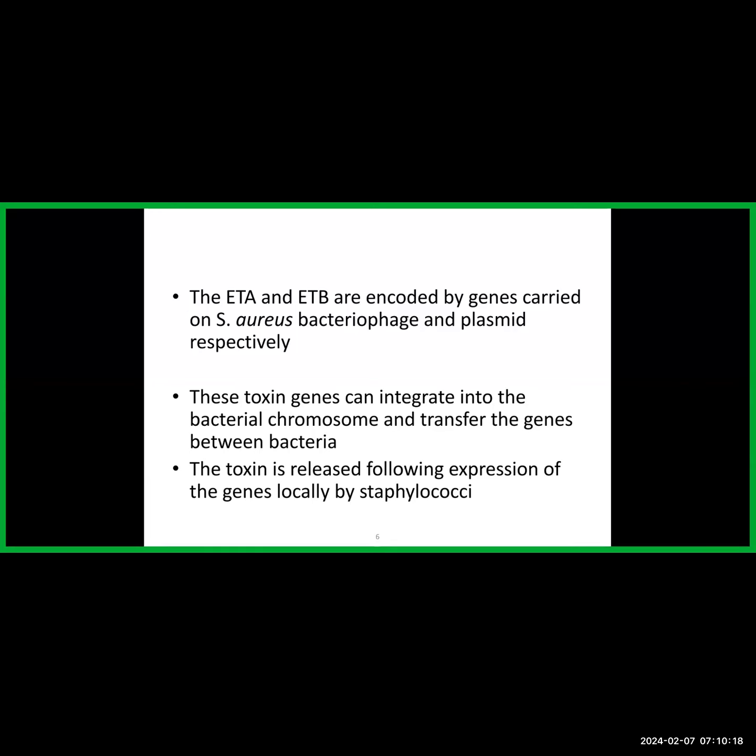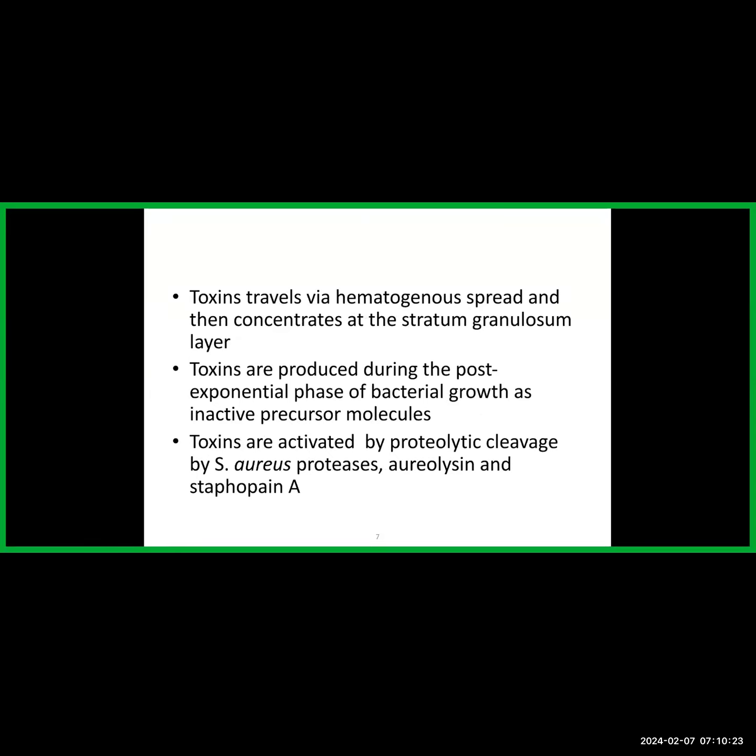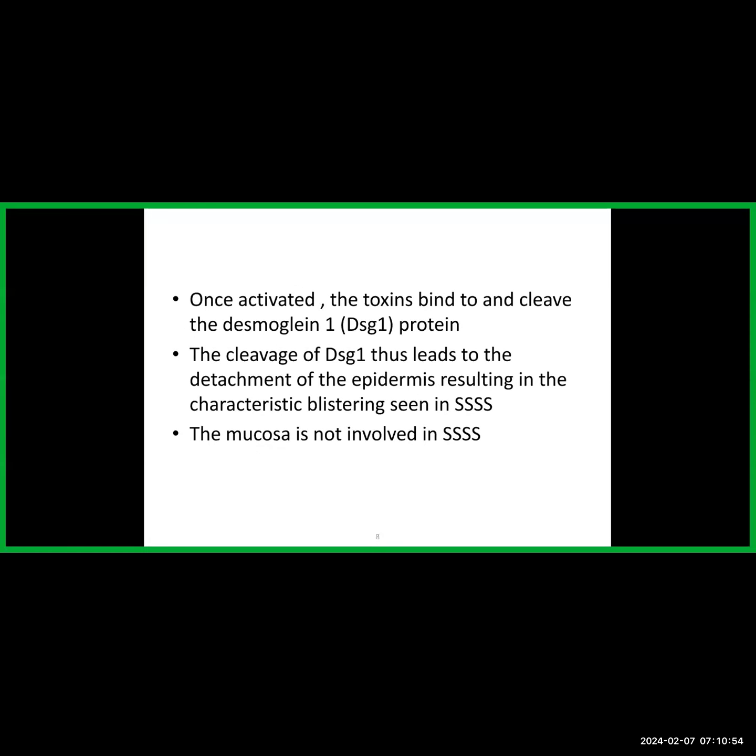The toxin is released following expression of the genes locally by Staph aureus and travels hematogenously and concentrates at the stratum granulosum layer. These toxins are produced during the post-exponential phase of bacterial growth and exist as inactive precursor molecules. The toxins are activated by proteolytic cleavage by Staph aureus proteases, the aureolysin and staphylococcal protease A.